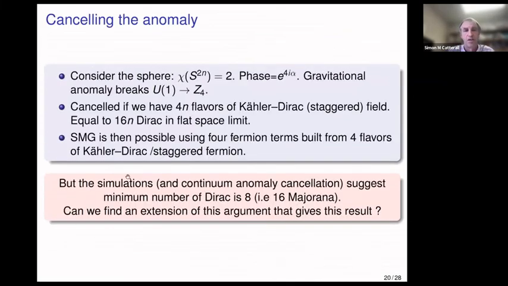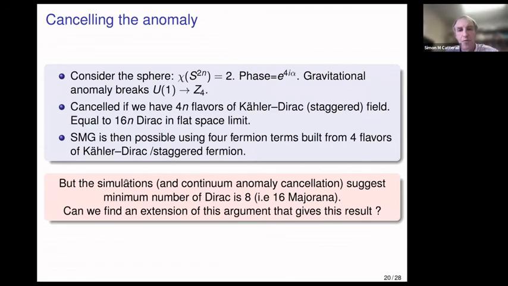All right, so let's think about this for a second. Let's formulate my model on a sphere, for example, just a compactification of R4 or R3 or whatever. The Euler characteristic of even dimensional spheres is just equal to 2. That means there are exactly 2 zero modes for the lattice Kähler-Dirac operator on a sphere. So the phase that goes along with that, therefore, is e to the 4i alpha. So this gravitational anomaly in the lattice theory, this dependence on the topology of the lattice, breaks this exact U1 symmetry down to Z4, right?